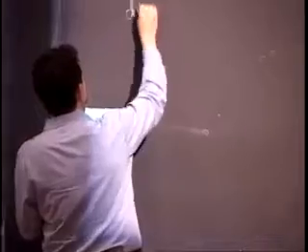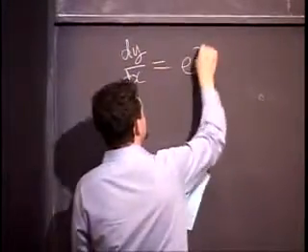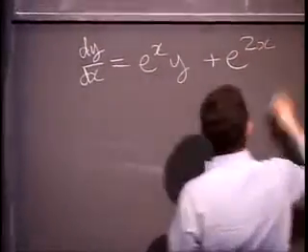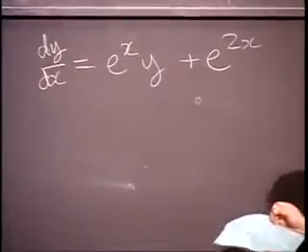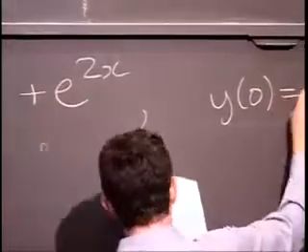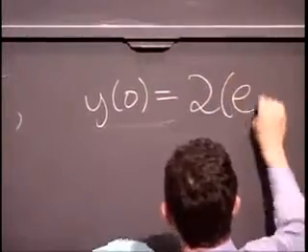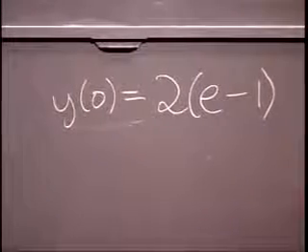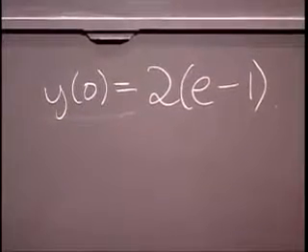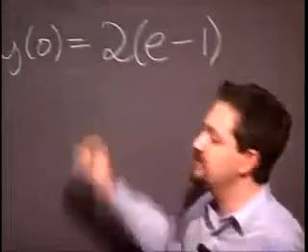So consider dy dx equals e to the x times y plus e to the 2x. And I'm going to make it into an initial value problem as well. I'm going to specify that y of 0 is equal to the quantity 2 times e minus 1. That's just a constant. Okay, so the differential equation by itself, that solution would have a constant in it somewhere, a c. But this is going to allow us to eliminate the c.